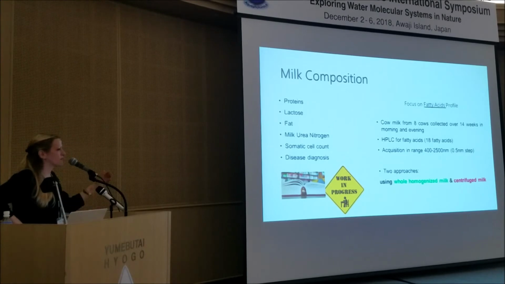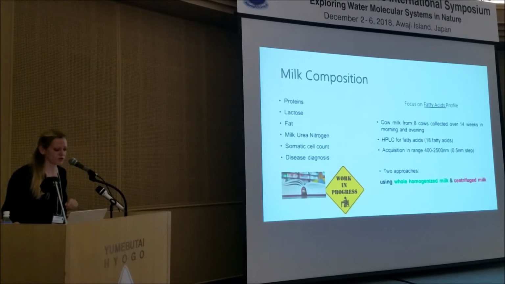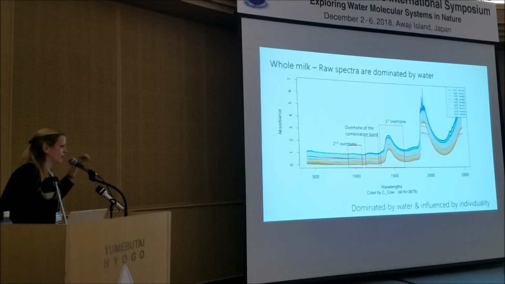But we took this approach to be even more ridiculous. We actually used two approaches. We used whole milk, and we centrifuged milk to remove this fat even further to see what's going to happen and to see whether we are able to measure these fatty acids. So in the raw spectrum of milk, what we saw in the whole milk, of course, is that it is dominated by water. Water is the main component of milk.